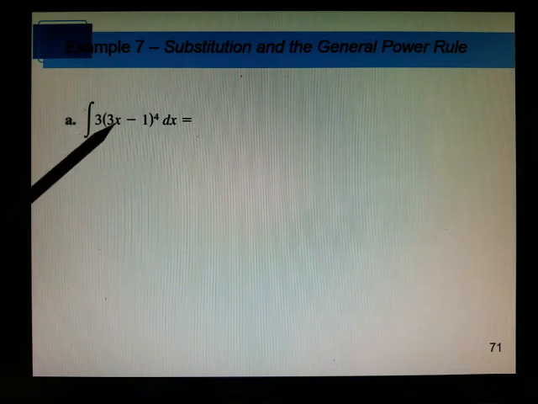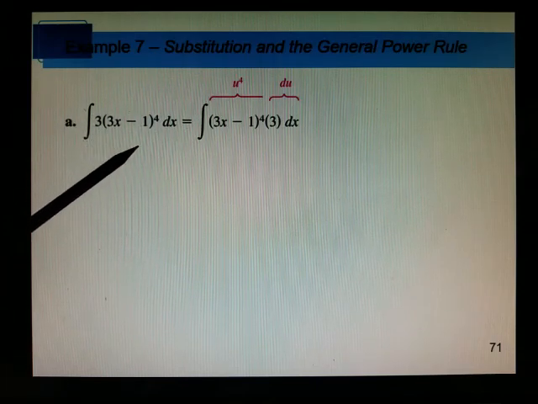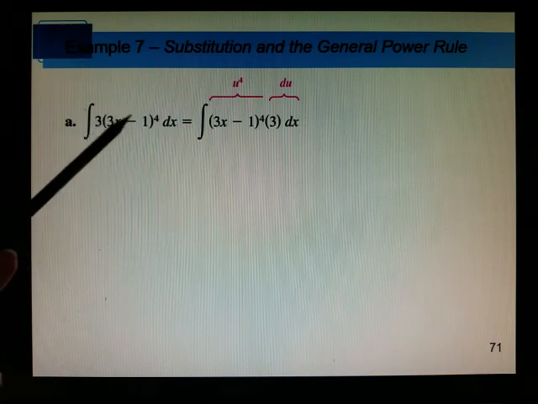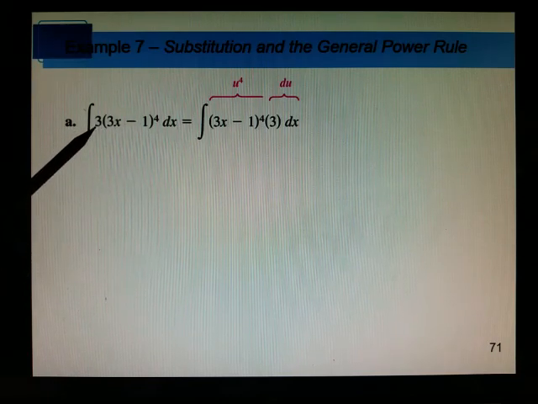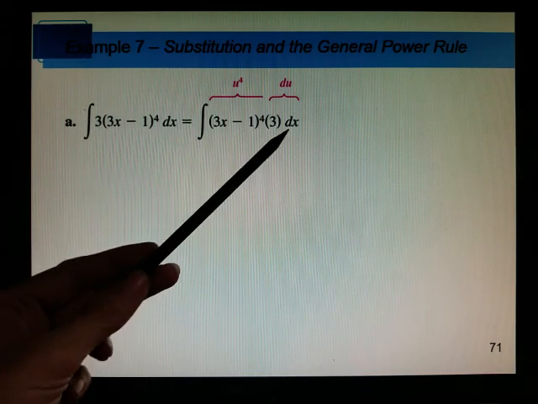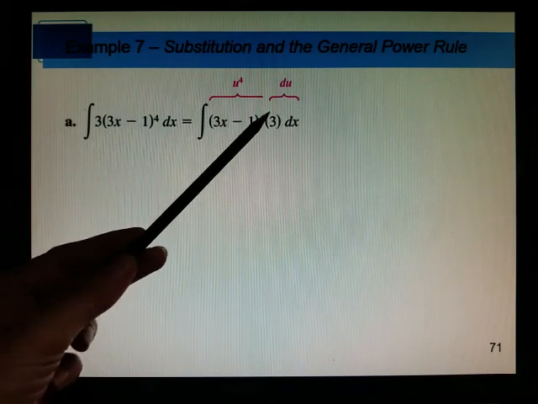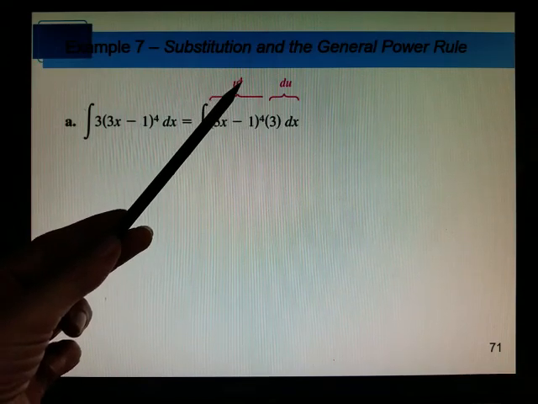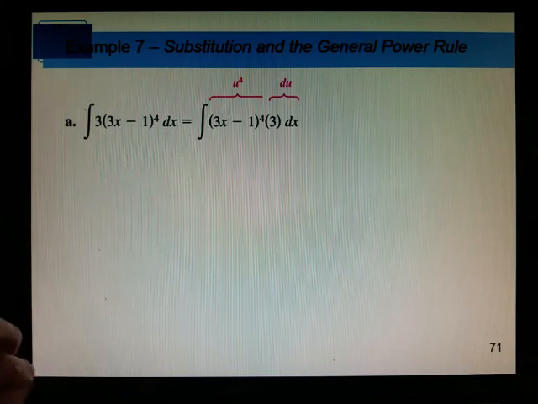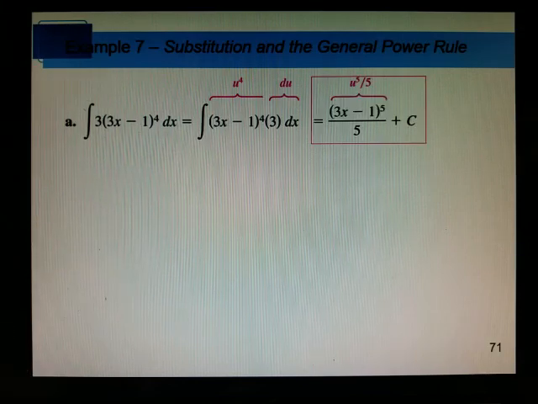So if we would let the u equal the 3x minus 1, then the derivative of that 3x minus 1 happens to be 3. And there's the 3 already. There's the dx. See, there's the du. This is u to the 4th. So if you integrate that, you get u to the 5th over 5. So u to the 5th over 5 and a plus c.